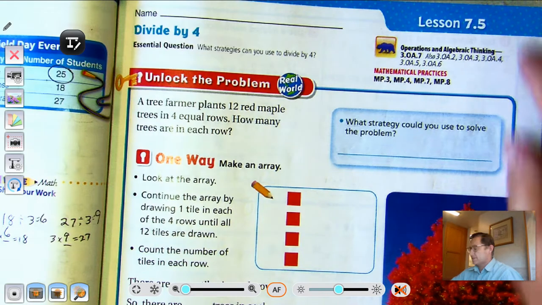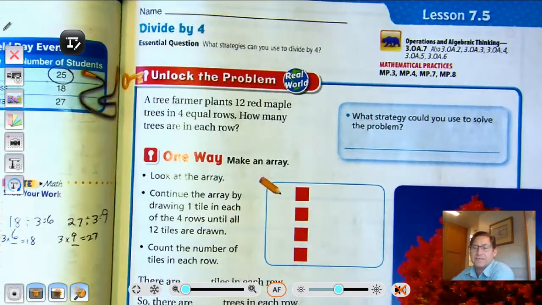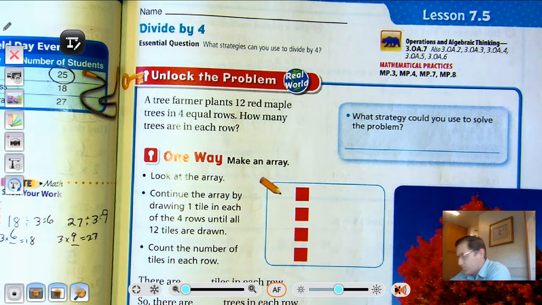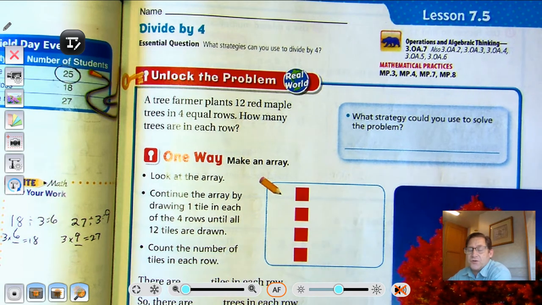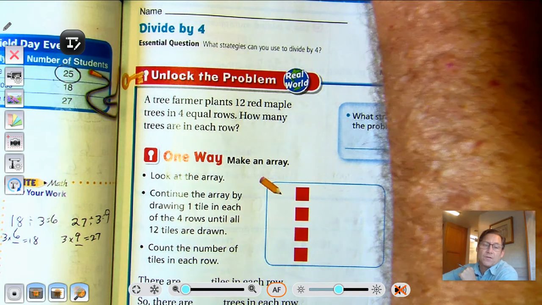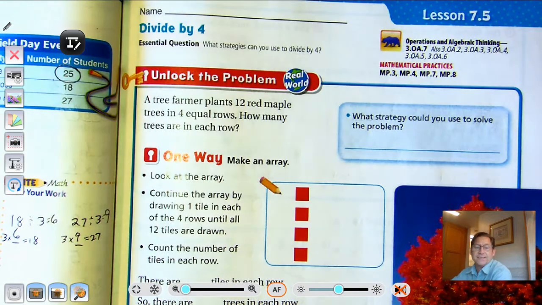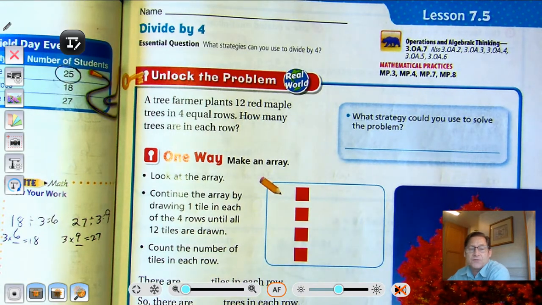Hello, everybody. Today we're going to cover lesson 7.5 on page 281 of your third grade textbook. The title of our lesson is Divide by 4, and our essential question is, what strategies can you use to divide by 4? All right, so a tree farmer plants 12 red maple trees in 4 equal rows. How many trees are in each row?